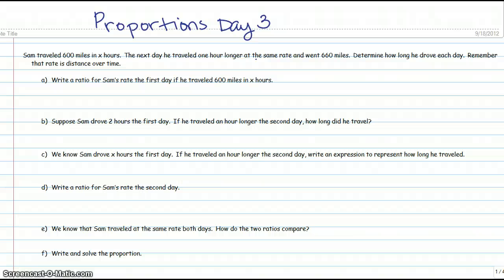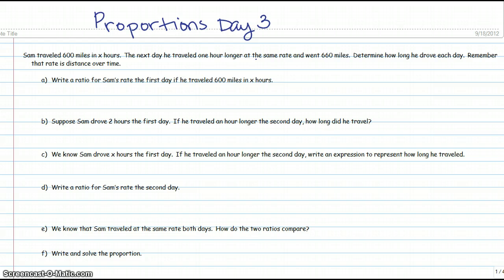Alright, proportions day 3. Sam traveled 600 miles in X hours. The next day he traveled 1 hour longer at the same rate and went 660 miles. Determine how long he drove each day. Remember that rate is distance over time.